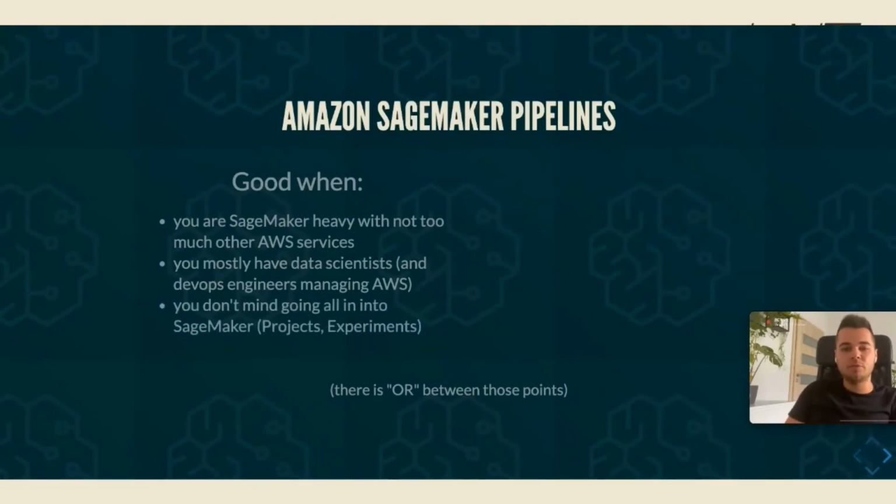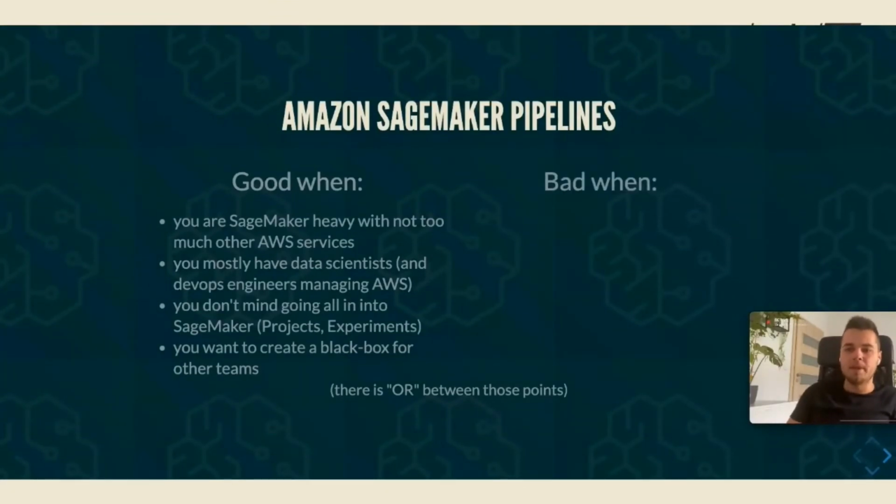You don't mind going all into SageMaker because they integrate greatly with projects and experiments, which are new tools for tracking and managing machine learning projects. They're comparable to MLflow or Weights & Biases, for example. Perhaps all you want to do is create a black box for other teams, then the service is great, because when your team's job is only to create a model and the rest of the picture is not really your concern, then feel free to use them.